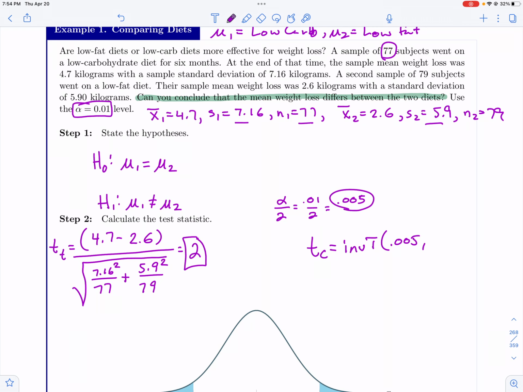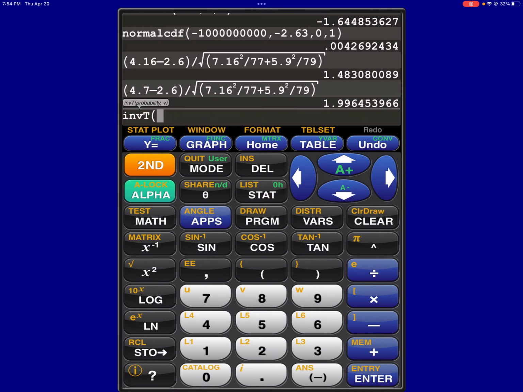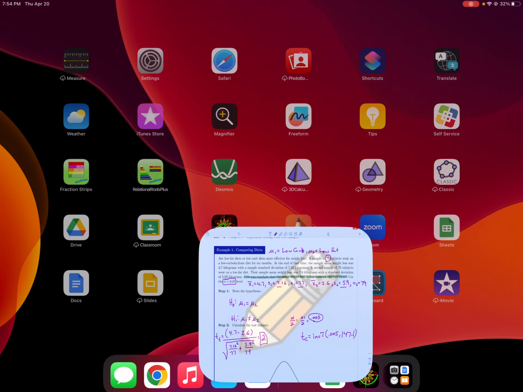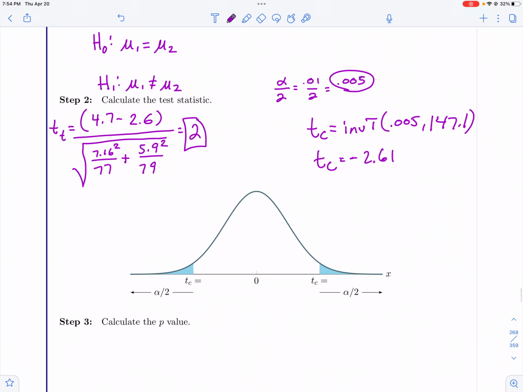All right. So if we type this into the calculator, we get inverse t 0.005 comma 147.1 gives us a t sub comparison of negative 2.61. All right, so again, since it's two-tailed, we want to use both of these, the positive and the negative one. And just like before, we're going to reject H naught if it's over here or over here. And we're going to fail to reject.